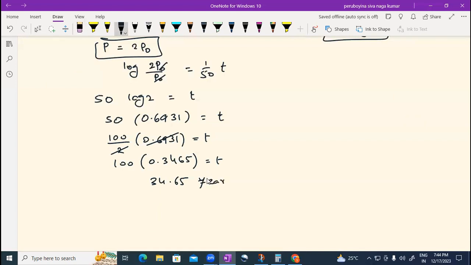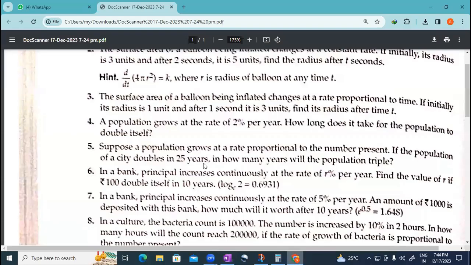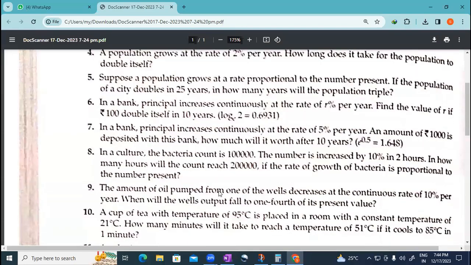34.65 years of time it is taking for the population to double. So this is the answer. Okay, understood? Next, we will solve the next question. Question number 5. Copy this.